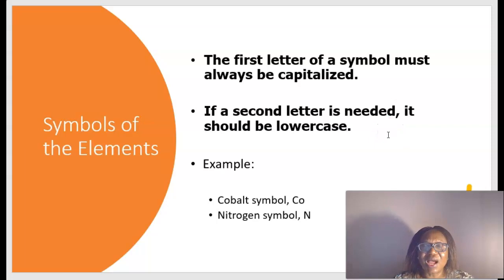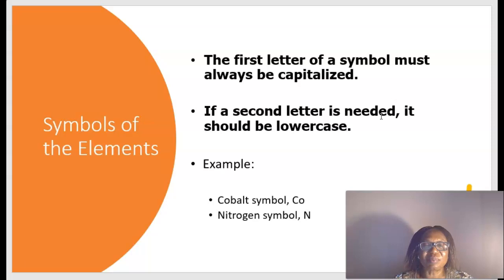So elements have names and they have symbols. A symbol is just a short form of representing these elements. The first letter of a symbol must always be uppercase or capitalized. Then if it needs a second letter, it must be lowercase. You cannot have two uppercase letters to represent the symbol of an element, and you cannot have two lowercase letters to represent the symbol of an element.